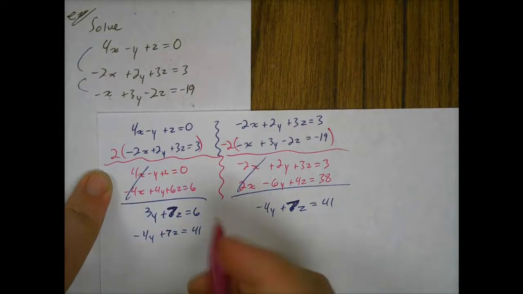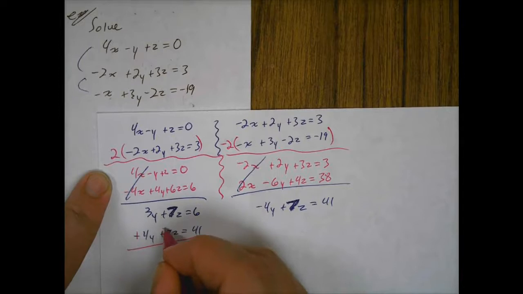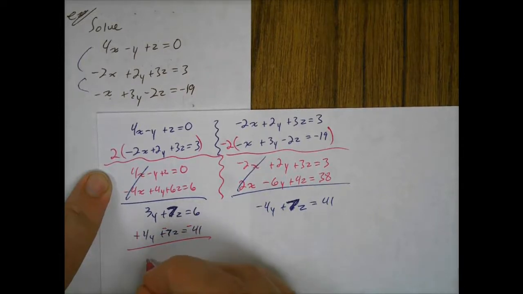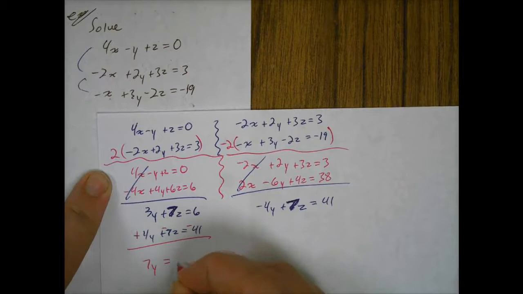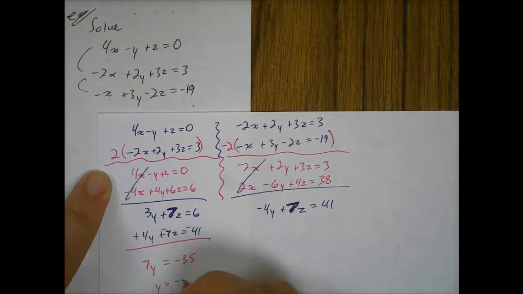Well, that's easy to get rid of the z's because I can multiply this by negative 1, so that's positive, negative, negative. So I have 7y equals, what is that, negative 35. So that means y is negative 5.